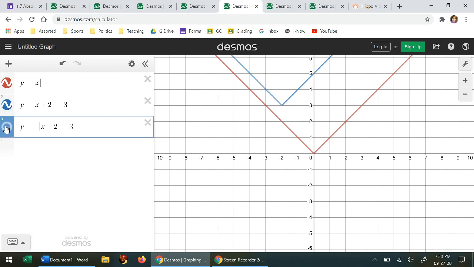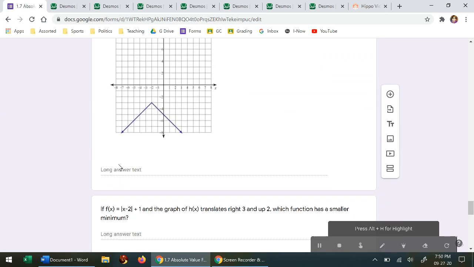For this green graph, the -3 on the outside means the vertex goes down 3. The -2 on the inside means it goes to the right 2 spaces, and so the vertex is at 2, -3. The minus sign in front of this means that this graph opens down and the vertex is a maximum point. So now let's take a look at some of our problems that we have.